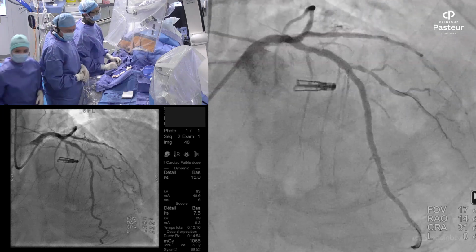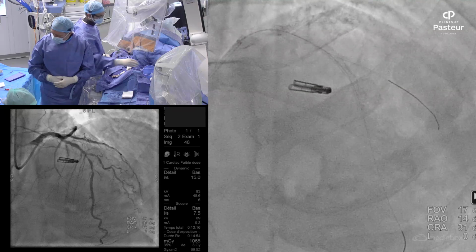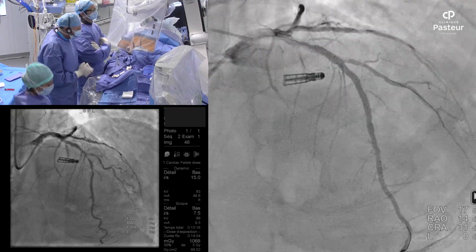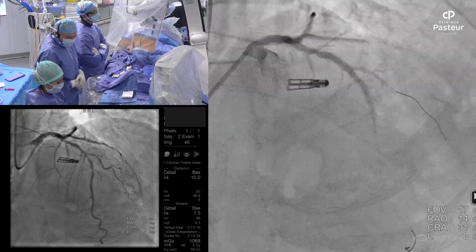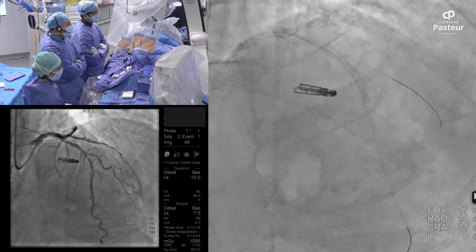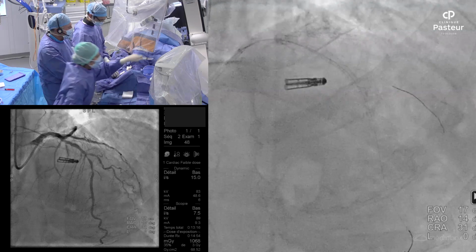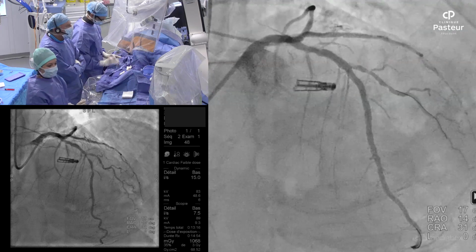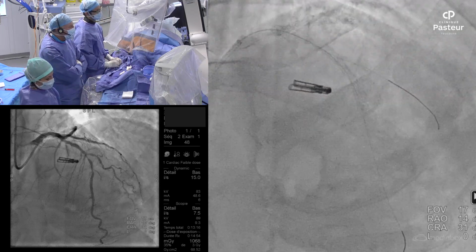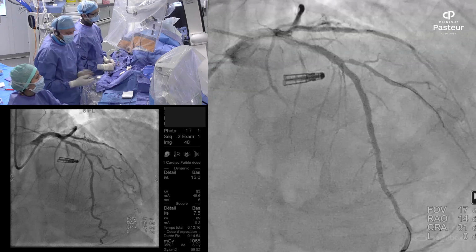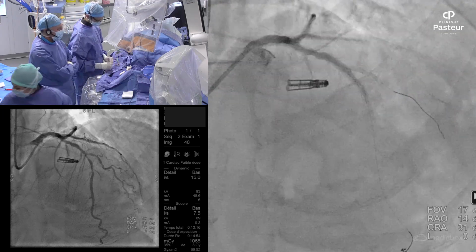We can ask you to raise your hands if you agree on putting a balloon and making a dilatation of the diagonal. I think it's less than half. And the others are okay, you are satisfied with this result? Yes, most of our colleagues are happy with the result.